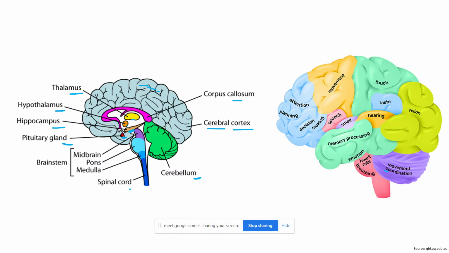Then from here we have the spinal cord. This is complete. Here we have the spinal cord, and what spinal cord does is it connects your brain to the rest of your body, and it is through the spinal cord that most of your messages pass from your brain to the rest of your body. Okay.